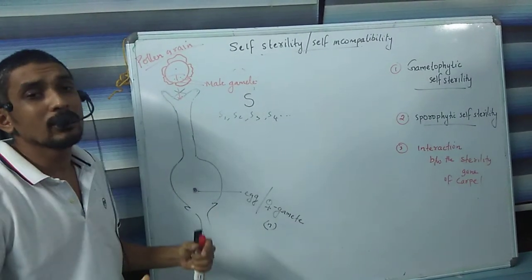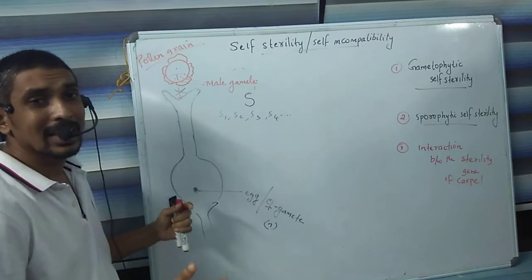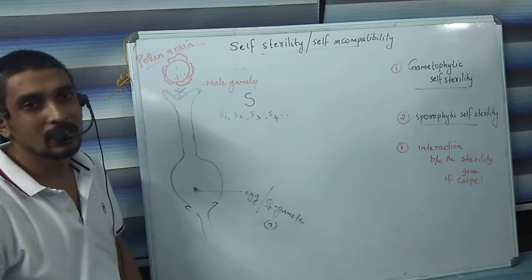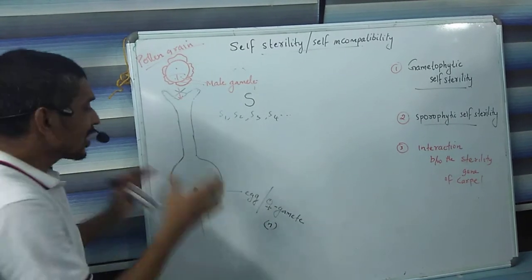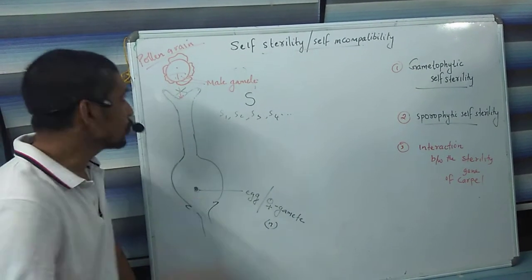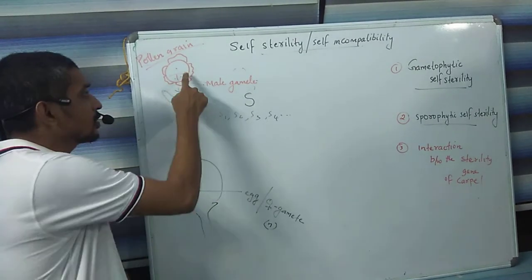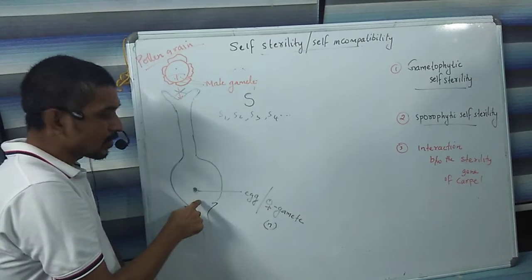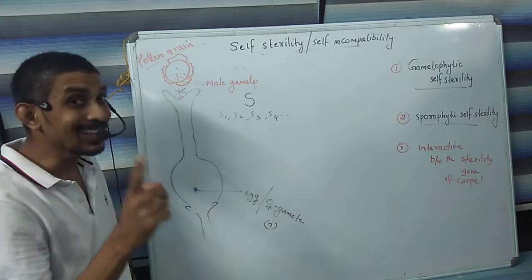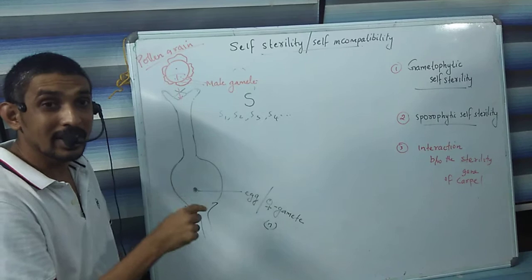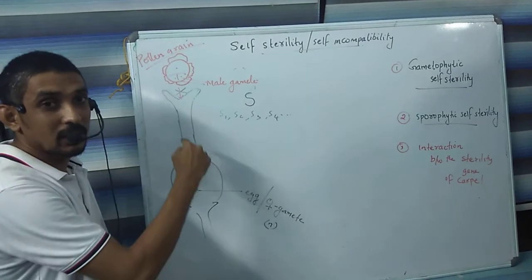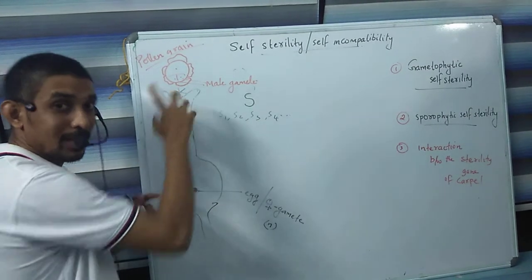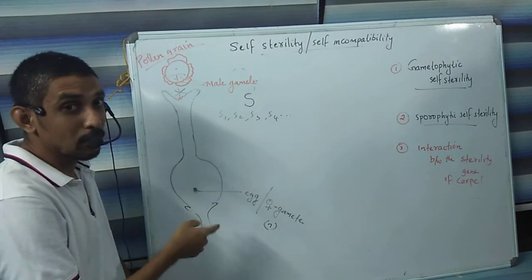Now we have to think why a special mechanism like self-sterility exists in plants. The answer is, suppose a pollen grain lands on the stigma and fertilizes the female gamete of the same plant. That is an example of inbreeding, a fertilization between closely related cells, where both cells come from the same plant.